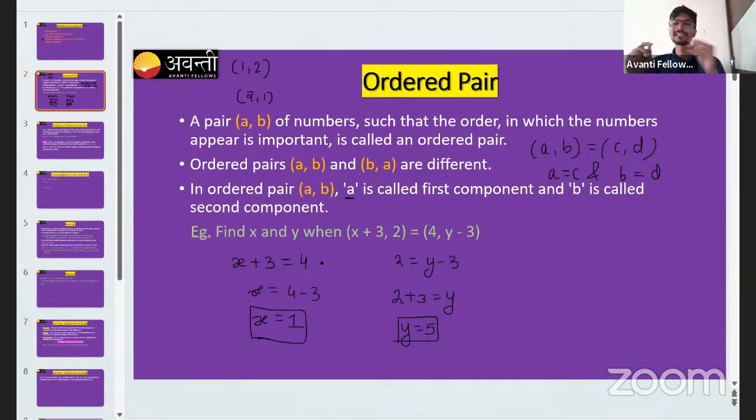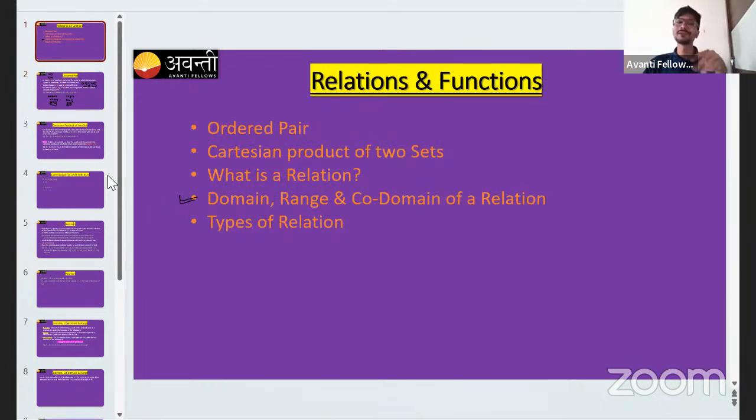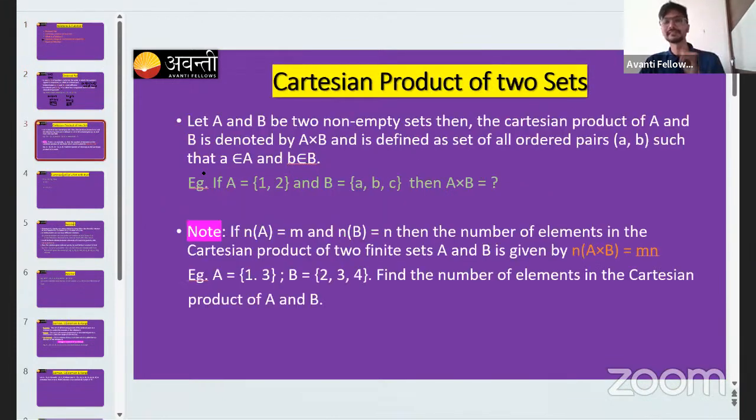Now, do you remember what was the next topic we are going to do after ordered pair? Here, it is the Cartesian product of two sets. Now, here is where the real chapter or the real meaning of relation starts. We'll define relation in some time, but these are the prerequisites: ordered pair and Cartesian product of two sets. So the Cartesian product of two sets is a very simple thing. Let me tell you what a Cartesian product is.